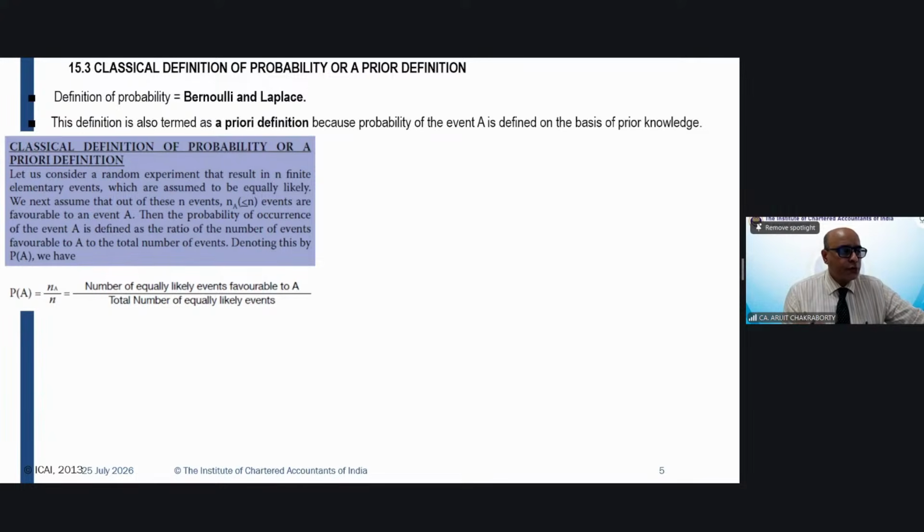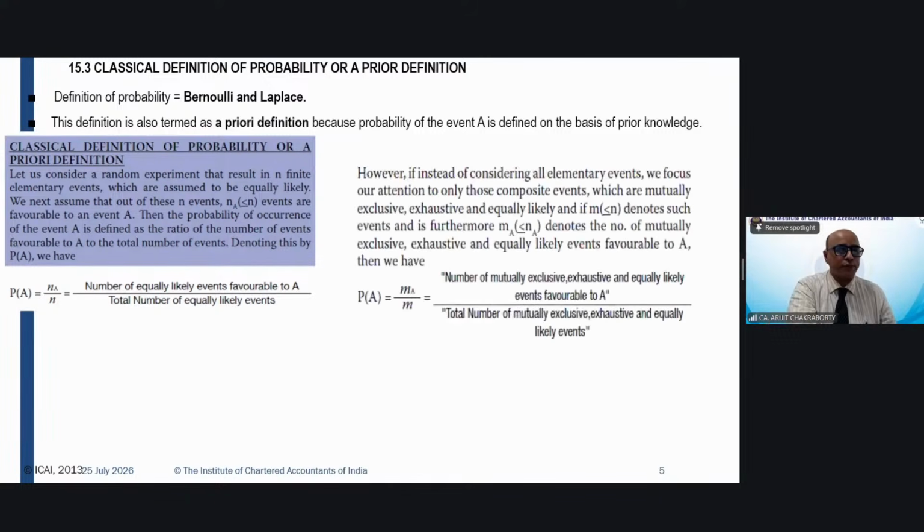And then out of these n events, say you denote NA such that these are favorable to the event A. Then the probability comes to NA divided by N. That means the numerator is the number of equally likely events which will be in your favor, which will be favorable to the event A, divided by the total number of equally likely events. So this is the basic definition, or the a priori, also referred to as the classical definition.